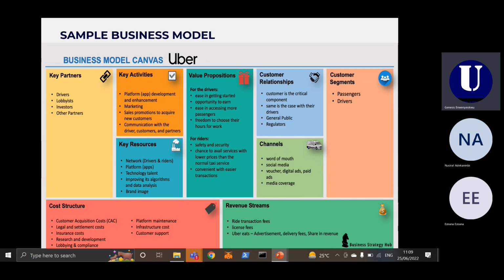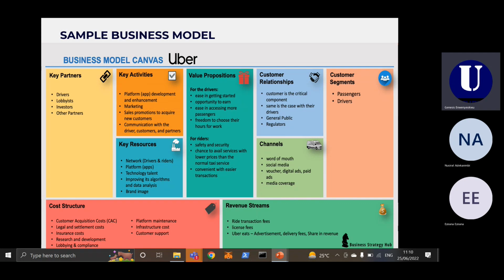For Uber, their customer segments are passengers and drivers. For the value proposition for the drivers, their value proposition is the ease of getting started. It's very easy for you to get started as a driver. Opportunity to earn, ease in accessing more passengers, and freedom to choose your hours to work. For riders, the value proposition is basically safety and security, chance to avail services at a lower price than the normal taxi services, and convenience with easier transactions.